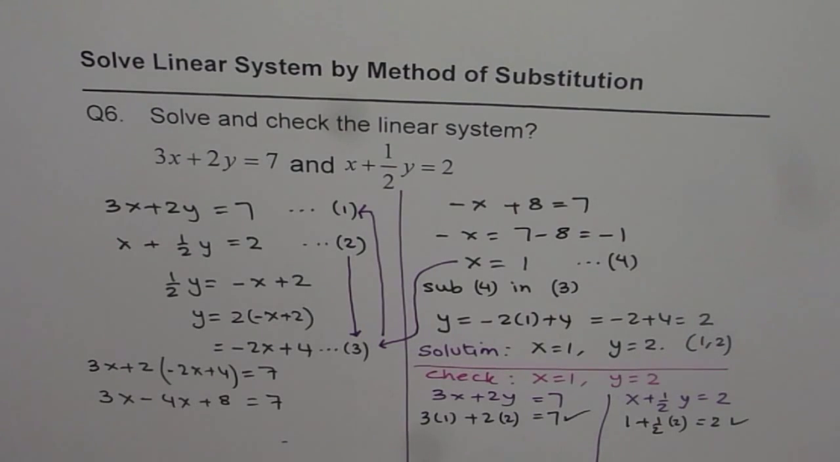I hope the steps are absolutely clear. So remember to number the equations, isolate one of the variables, substitute that variable back into the equation, solve for one variable and then find the other variable. At last, check your solution.